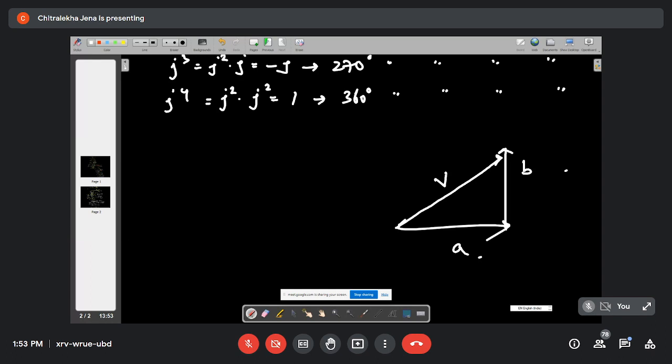I want to write the vector V in the phasor notation. What will I write down? Have you all studied vectors and phasors in physics? Tell me.